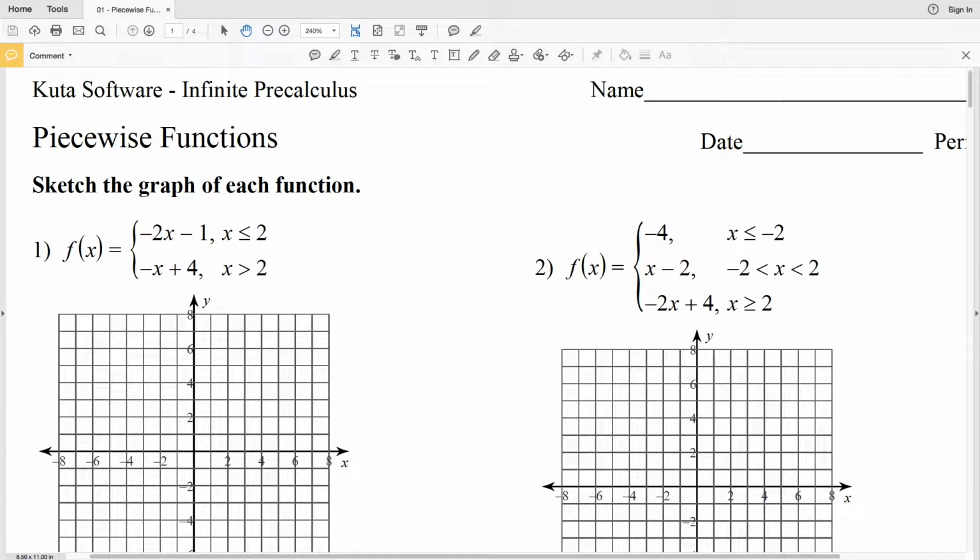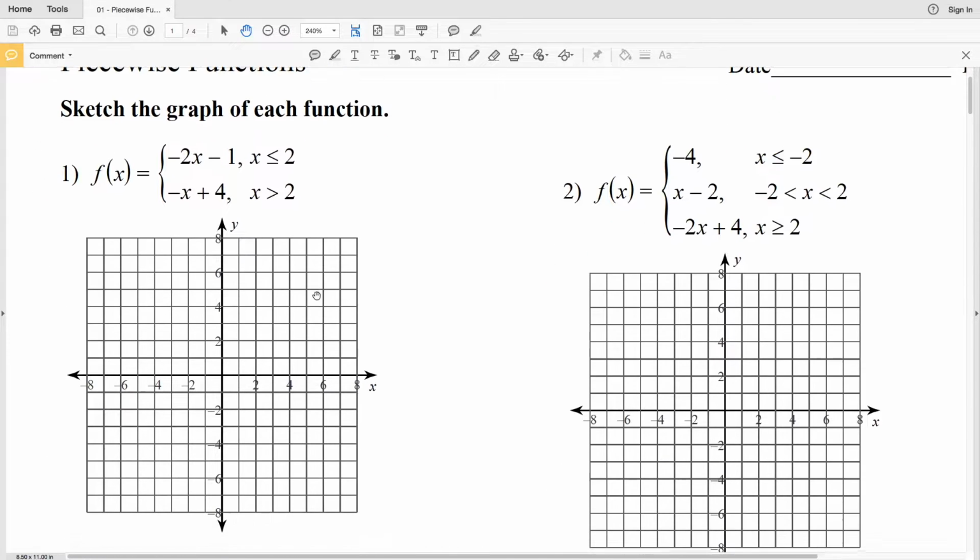In this video, we're going to complete the Kuta Software Infinite Pre-Calculus free worksheet, Piecewise Functions. In numbers 1 through 8, our instructions are to sketch the graph of each function. So let's look at number 1.